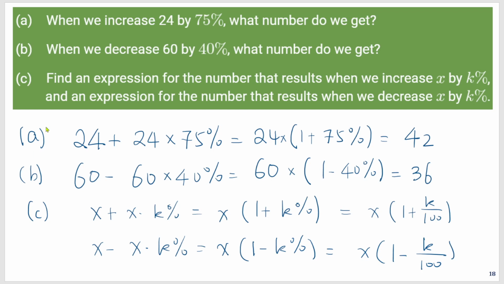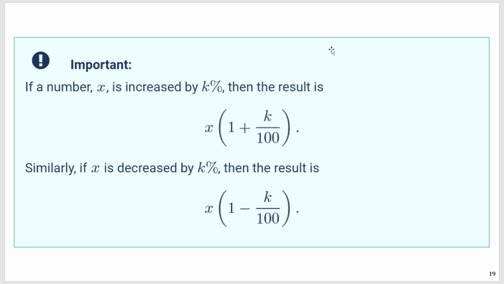So that gives us a new concept here. If a number x is increased by k%, then the result becomes x times 1 plus k over 100. Or you could also use x times 1 plus k%. And similarly, if x is decreased by k%, then the result is x times 1 minus k over 100. Or you could also use x times 1 minus k%. You could use either way, okay? Did you get it?